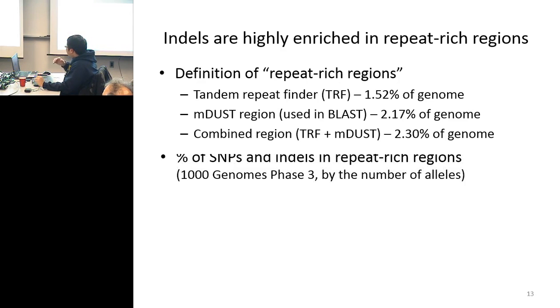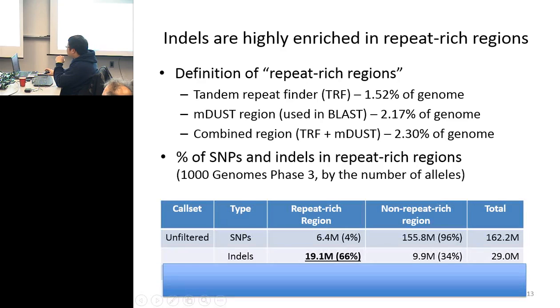The percentage of SNPs and indels in repeat-rich regions is shown in this table. This is the 1000 Genomes Phase 3 call set, which is unfiltered. Looking at the SNPs, there are 162 million of them, and 4% lie in the repeat-rich region and 96% lie in the non-repeat-rich region. What is stark is that for indels, the numbers are 66% versus 34%. So indels are highly enriched in repeat-rich regions.